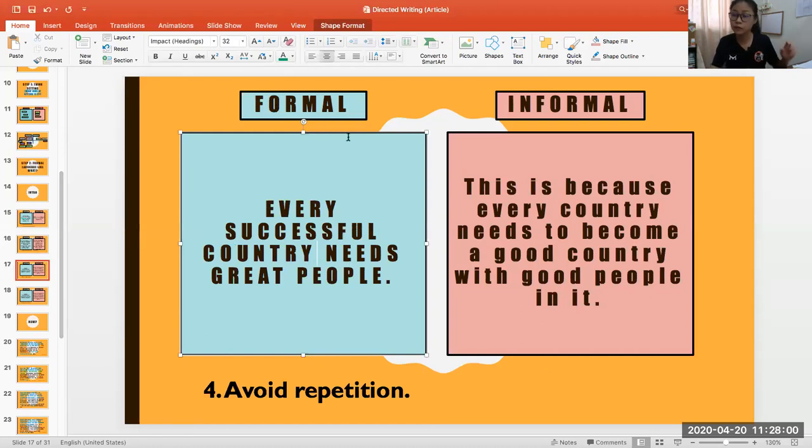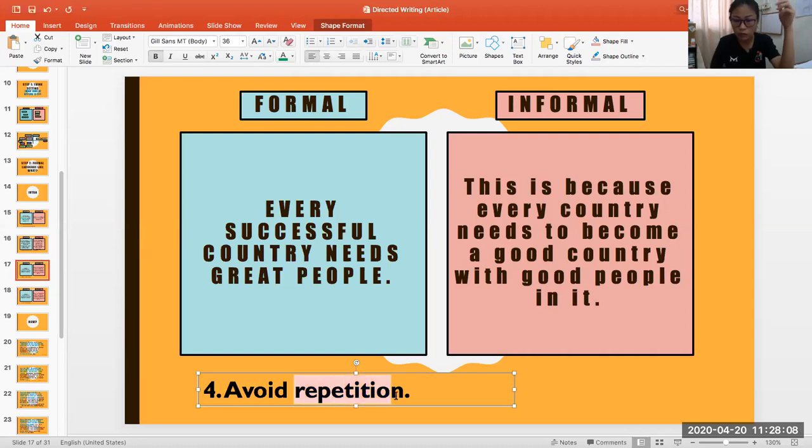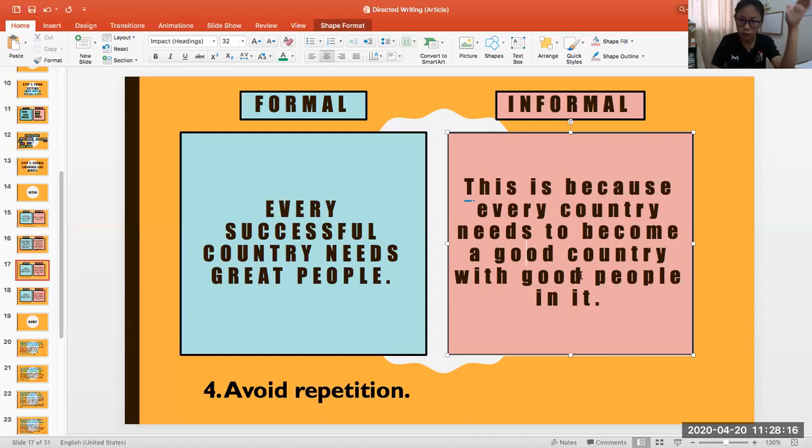I don't have enough time. Okay. Hopefully can. The next thing is, don't repeat the same word again, again, again, and again. Okay, you see this one? This is because every country needs to become a good country with good people. How many good do you want? I don't know, right? So, when I see this, I will feel like this person doesn't know what to say, and so that's why they repeat the word. So you want to avoid that.